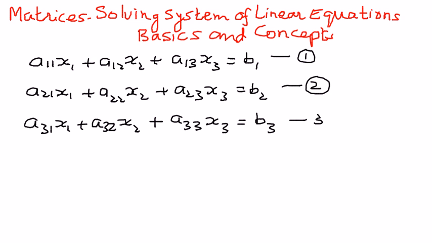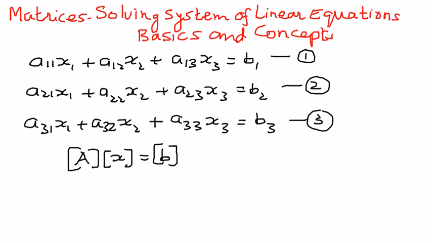Let's say we have system of linear equations of this form, where A11 is the coefficient of x1, A12 is the coefficient of x2, A13 is the coefficient of x3, and so on. Then we can represent this in a matrix equation of the form A times x is equal to B. We can write it in this format.